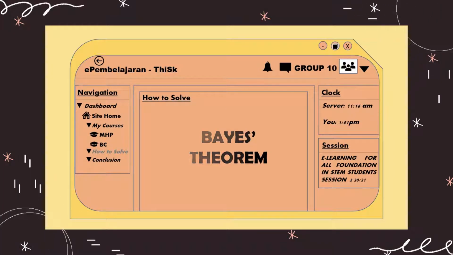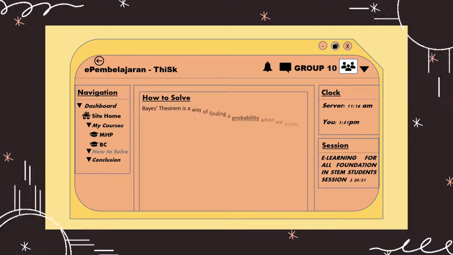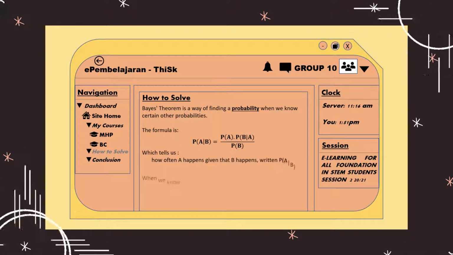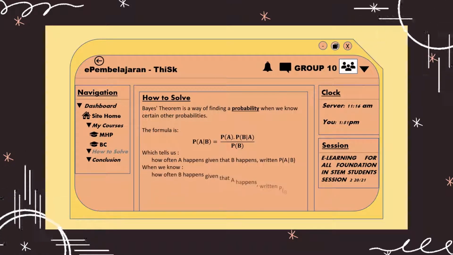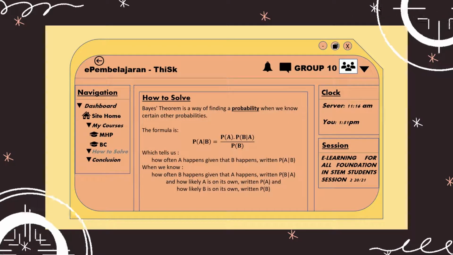Now, I will introduce what the theorem actually is. Bayes' theorem is the way of finding a probability when we know certain other probabilities. The formula is P(A|B) equals P(A) times P(B|A) divided by P(B). This formula tells us how often A happens given that B happens.